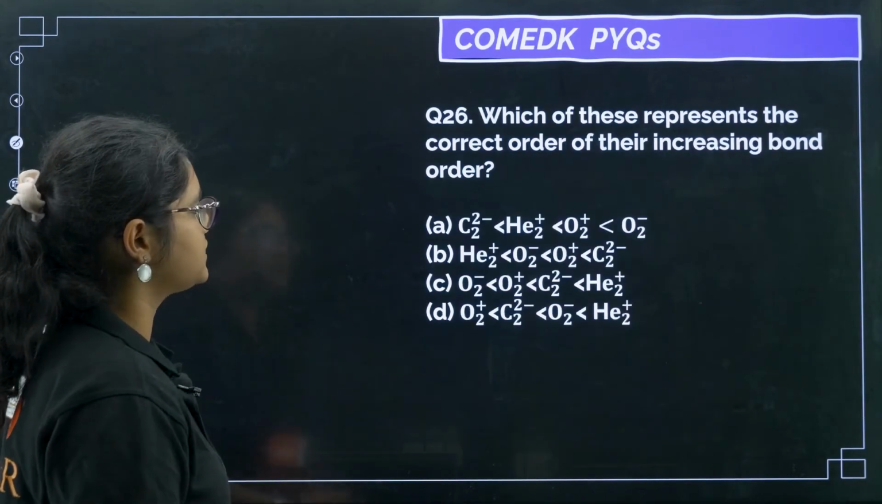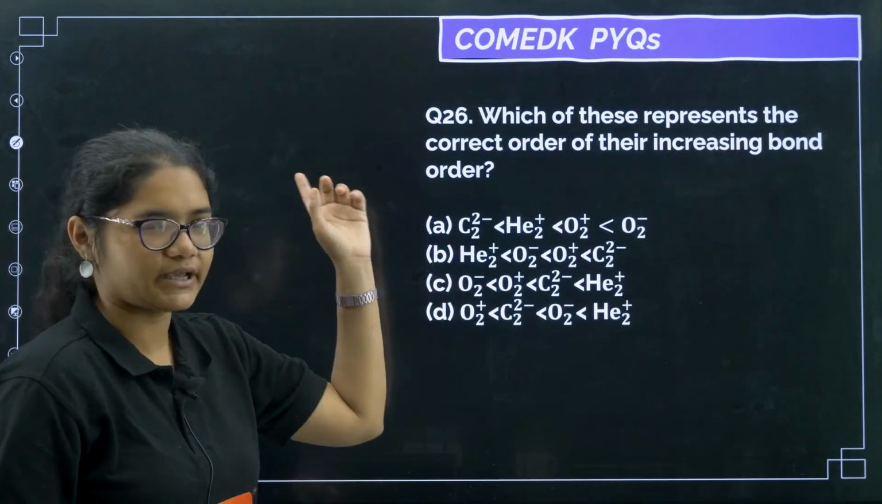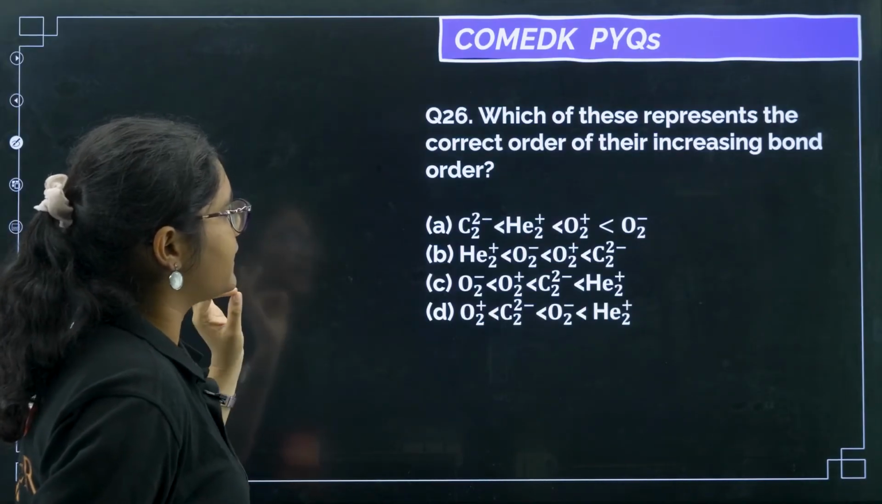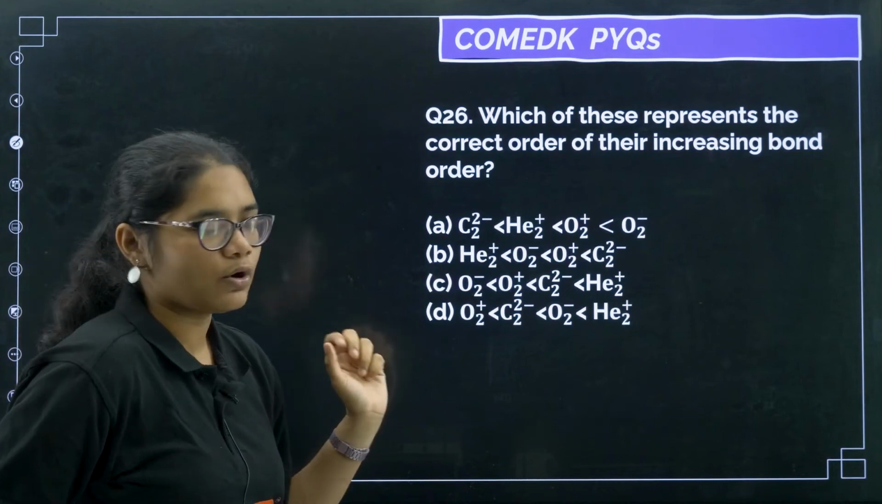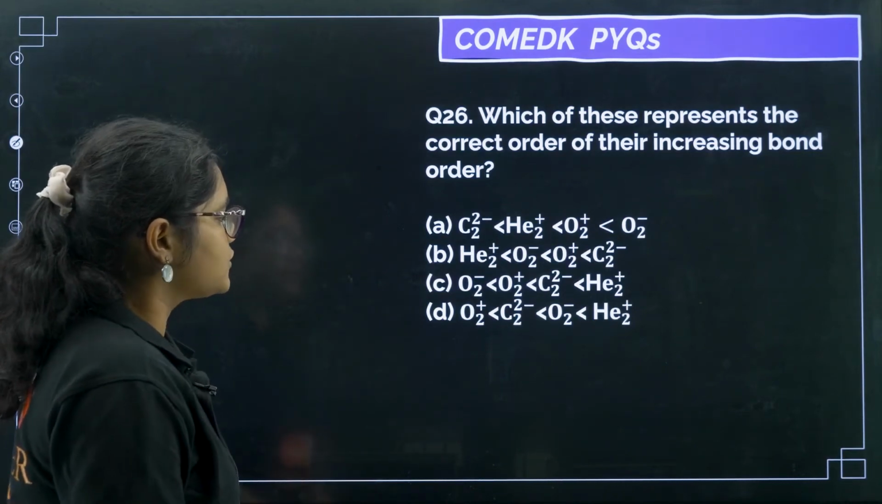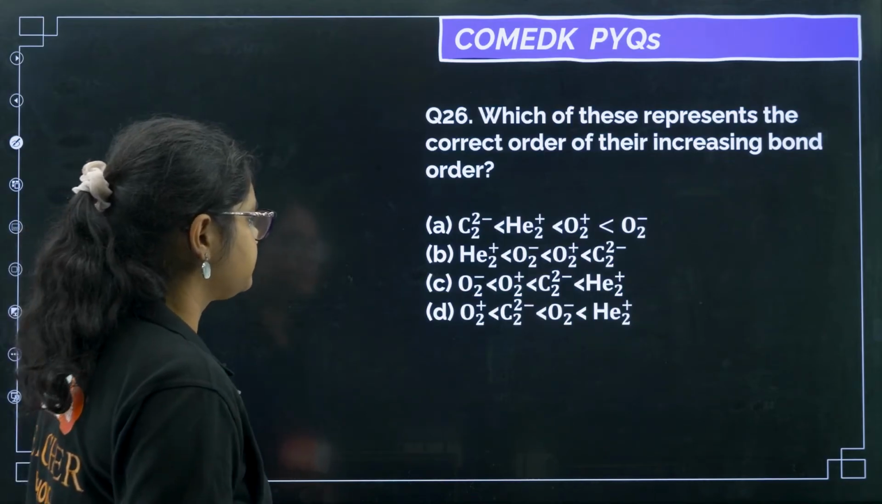Okay, next is question number 26. This was the question which I left at that time. We are discussing it now. Which of these represents the correct order of their increasing bond order? Increasing bond order you need to find out. So now let us try this question.